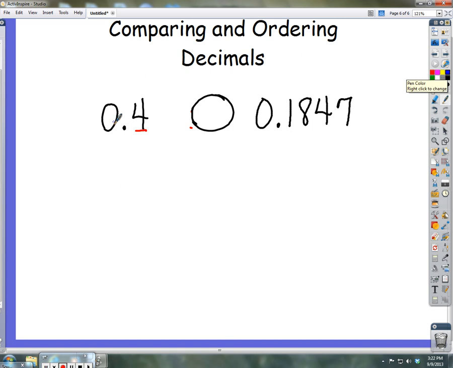So the ones place digits are the same. I can't use those to compare with. The very next digit, the tenths place digit, is different. 4 compared to 1. So these are the only two digits I need to look at. 4 is greater than 1.